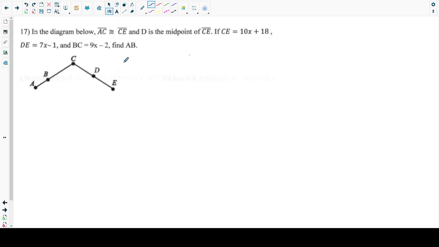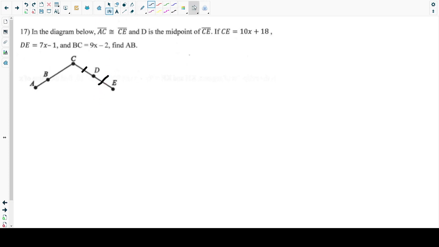So in the diagram below, AC is congruent to CE. So I know that the big piece here, AC, is going to be equal to the big piece here, CE. All right. D is the midpoint of CE. So D right here is the midpoint. Well, what does the midpoint mean? The midpoint means that the left and the right side are congruent. How do I show that? Well, I just put a little marking on there, right? Boom, boom. That shows me that they're congruent.